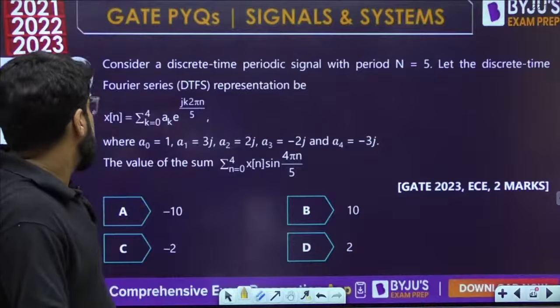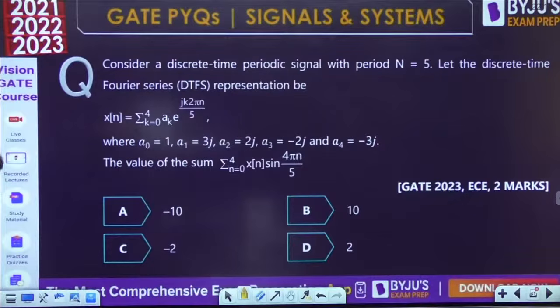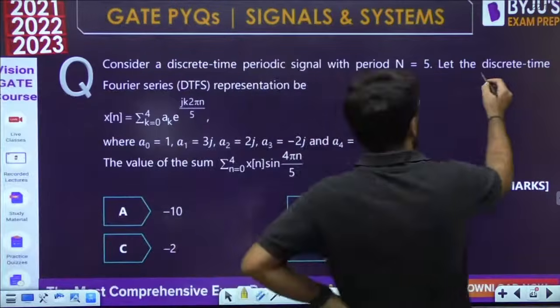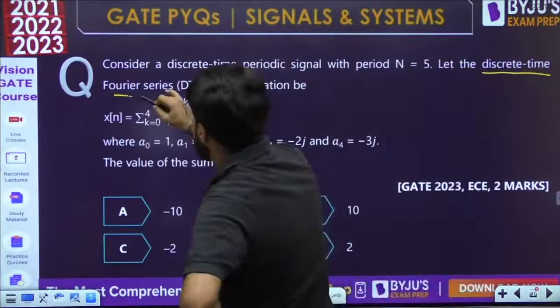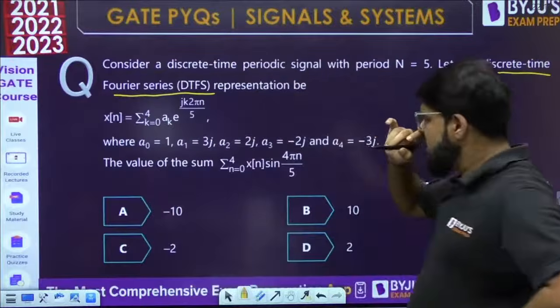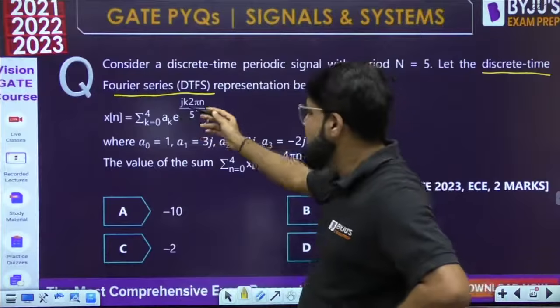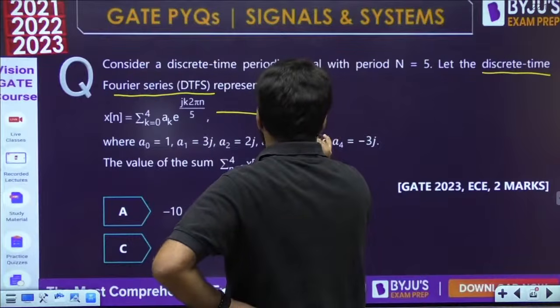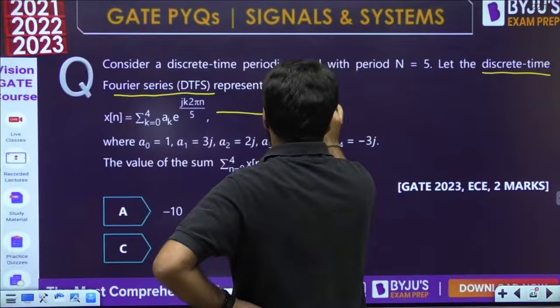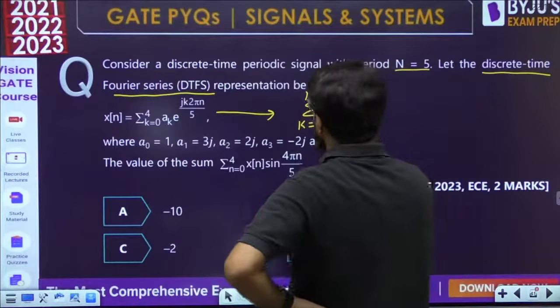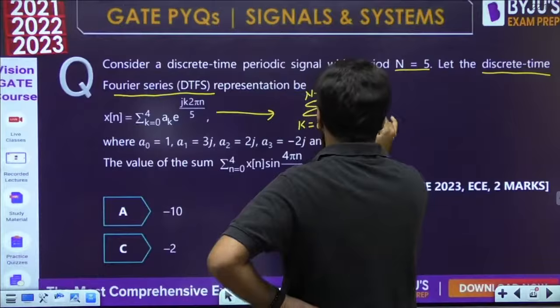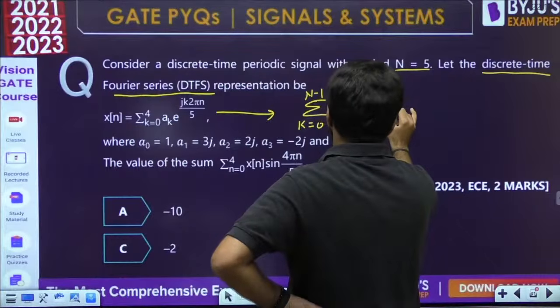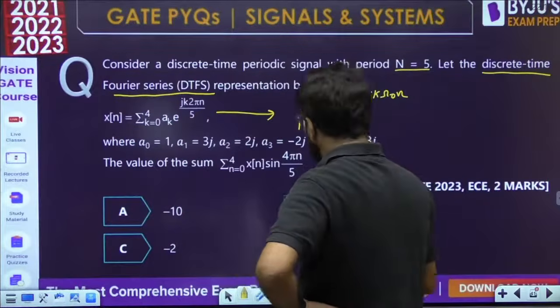Here it is. Consider a discrete time periodic signal with the period N equal to 5. Let the discrete time Fourier series representation be given. This is on the DTFS representation: summation k equal to 0 to N minus 1 of a_k e power jk omega naught n, and this is the general format, with N equal to 5 here.